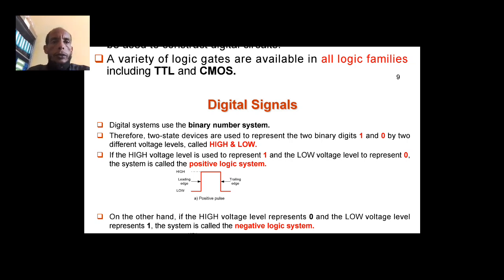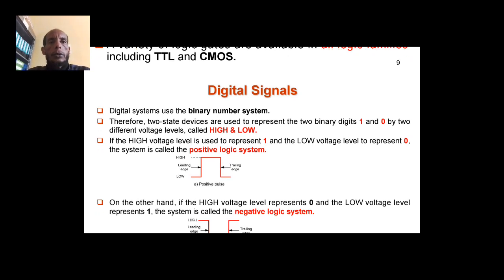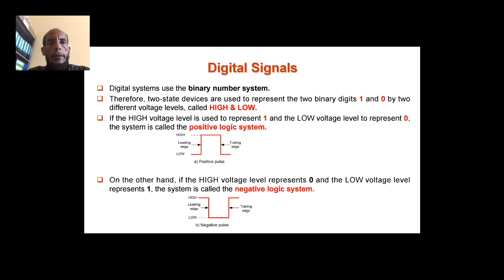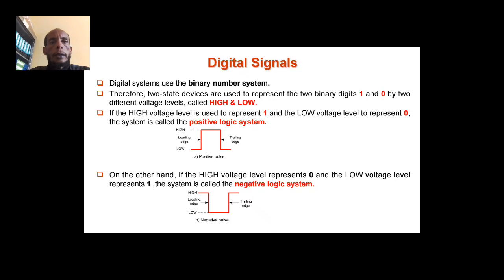If a high voltage level is used to represent 1, the low voltage will represent 0. If 0 is low level, 1 is high level. So this system is called a positive logic system. Why? 1 represents high level, and 0 represents low level. Between the low and the high levels, as you observed from this diagram, there is a gap or range. That is the intermediate range. We have a leading edge and a trailing edge. Leading edge means going from 0 to 1, an increasing signal. When you come back from 1 to 0, the level is reduced. That is the opposite. So this is called a positive pulse or positive signal.